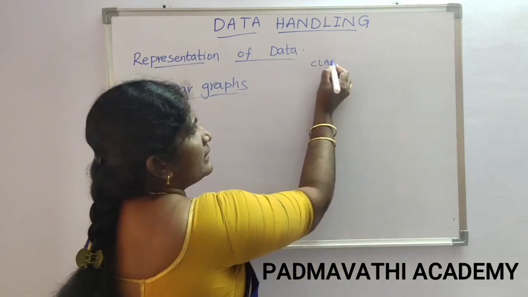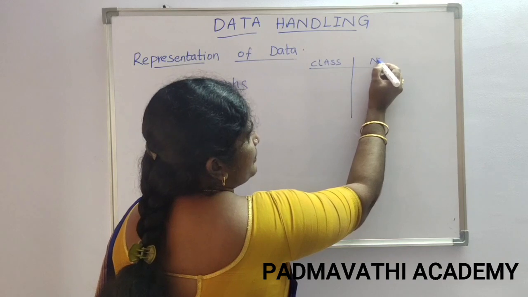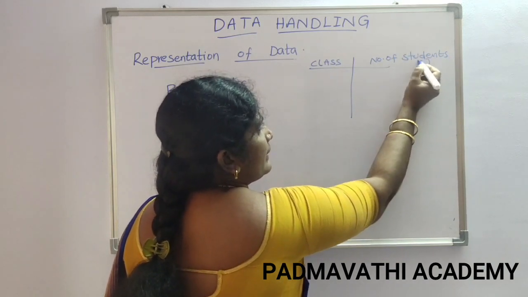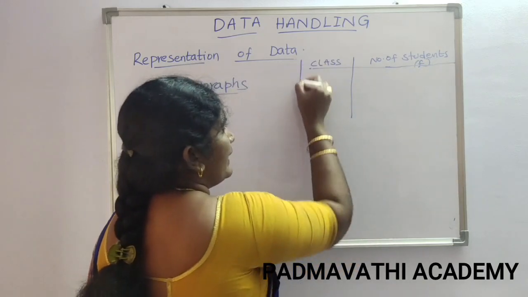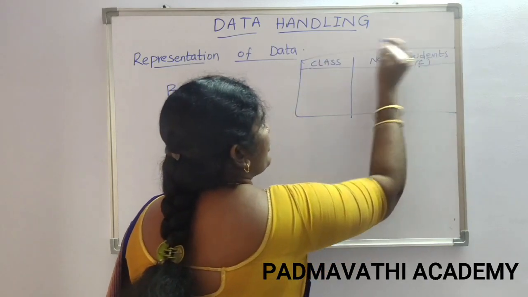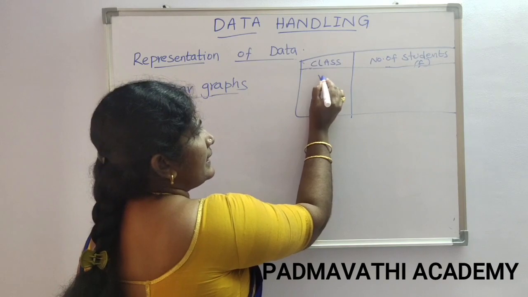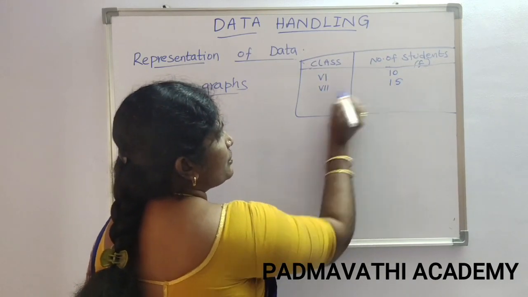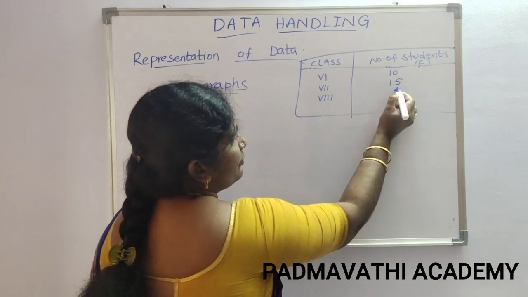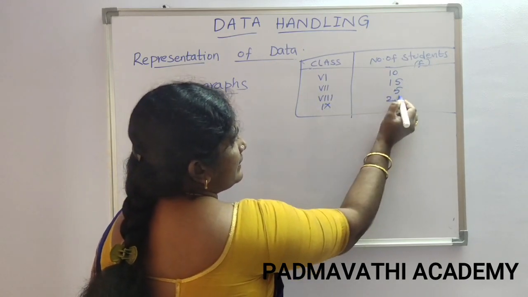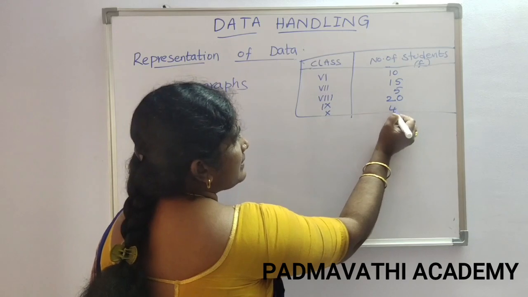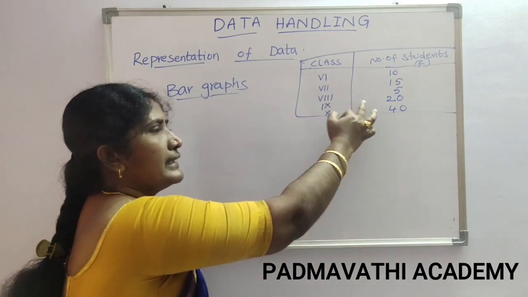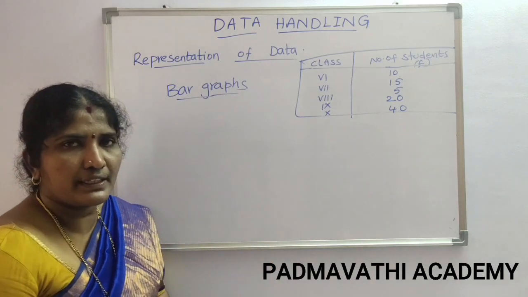Take an example. Here in a school, we collected the number of students. Here the number of students is nothing but the frequency of the data. The collected information is: in 6th class 10 students, 7th class 15 students, 8th class 5 students, 9th class 20 students and 10th class 40 students. This is the data we collected. Now how do we represent this data using a bar graph?